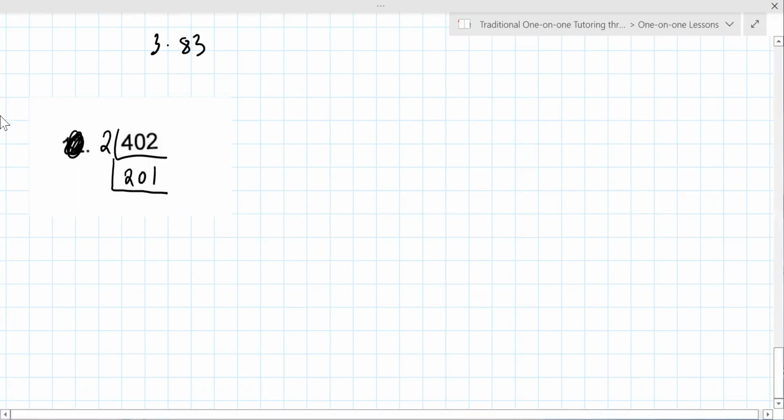What number goes into 201, or is it prime? Prime. So what's the next prime number to try after 2? 3. So you have to add the digits. What do the digits add up to? 3. So it would work. So 3 does work.